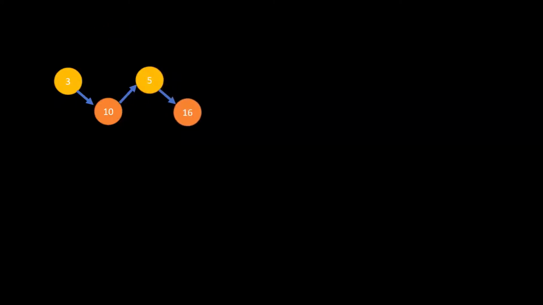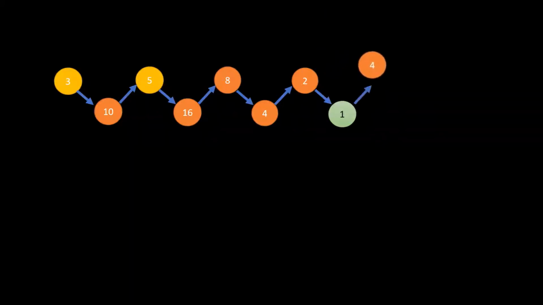Okay. Now 16 is an even number. Divided by 2, we get 8. 8 is even. Divided by 2, we get 4. Likewise, we get 2. Now when we divide 2 by 2, we get 1. So if we continue what we were doing, 1 is an odd number, and we will multiply 1 by 3 and add 1 to it, we will get the number 4.